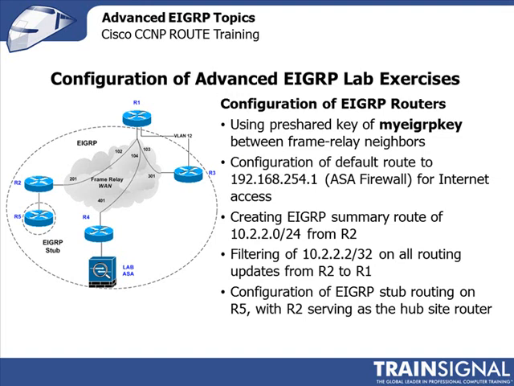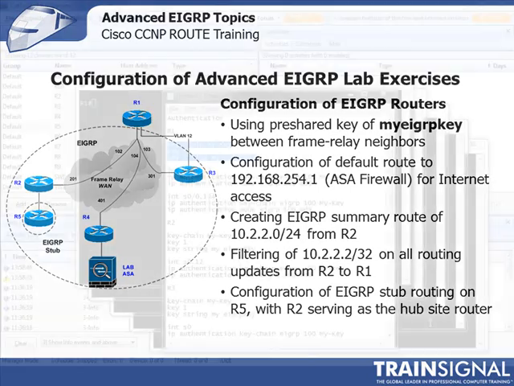So for the configuration that we'll actually use on the routers, we'll use a pre-shared key of my EIGRP key simply between the frame relay networks and neighbors. The configuration of the default route has already been completed. We'll create the summary route from 10.2.2.0 from R2. We'll filter unnecessary updates. We'll configure EIGRP stub routing on R5 with R2 serving as a hub site router, and we'll also be configuring load balancing between R1 and R3.